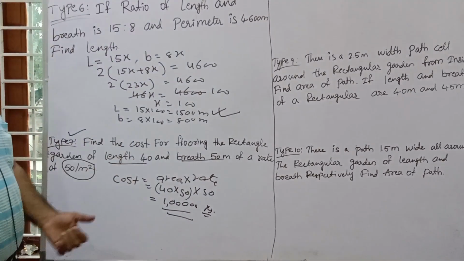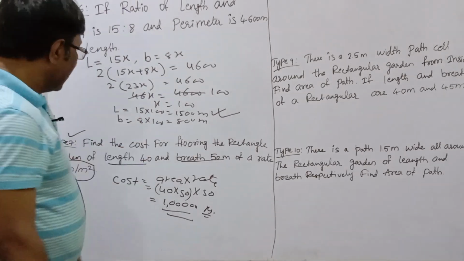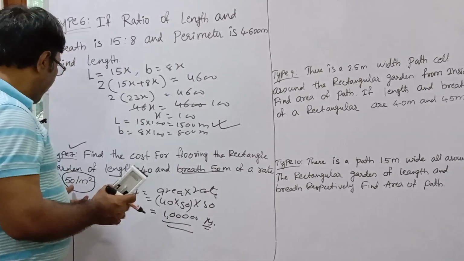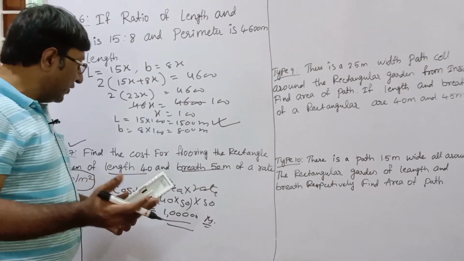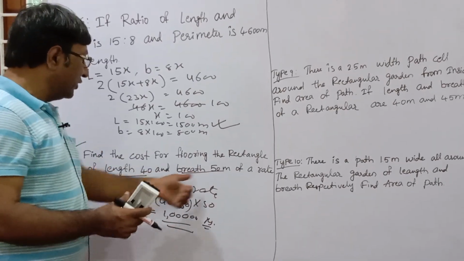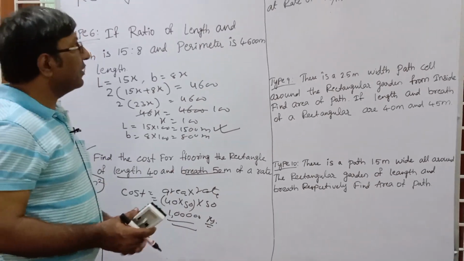So for this type of question, what is the simple technique? The simple technique is that when the rate is given as 50 rupees per meter square, then cost is area into rate. So area is what? Length into breadth. 40 into 50 into 50 is your right answer.